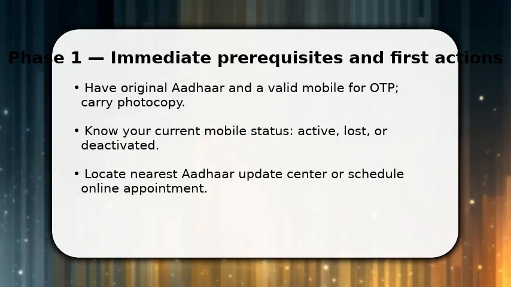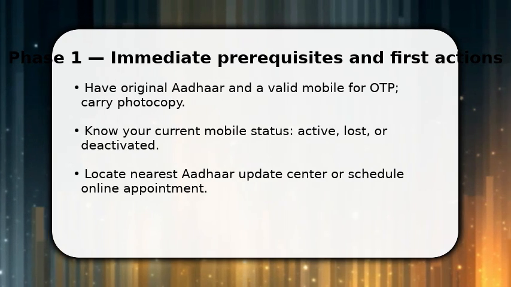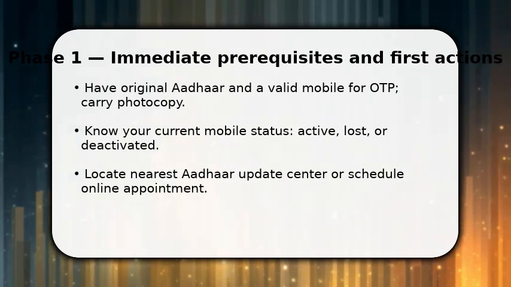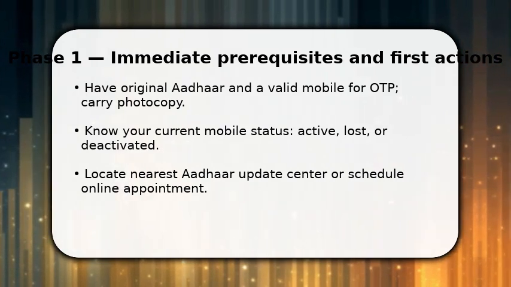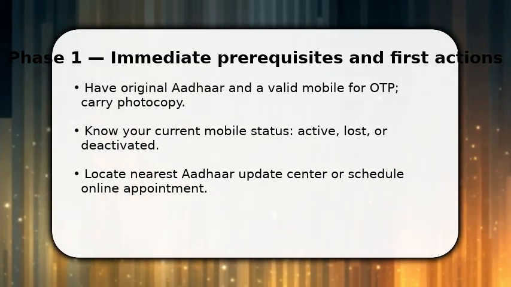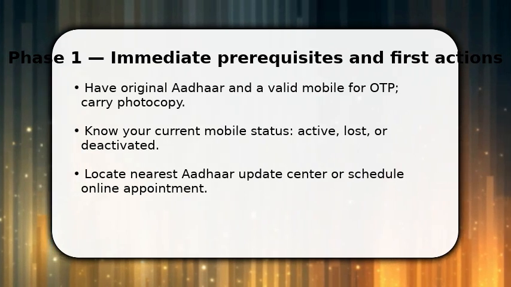You begin by confirming documents and the first actionable step. Visit an Aadhaar Seva Kendra or enrolled center. Bring your original Aadhaar and a working mobile for OTP. Once at the counter, request a mobile number update.